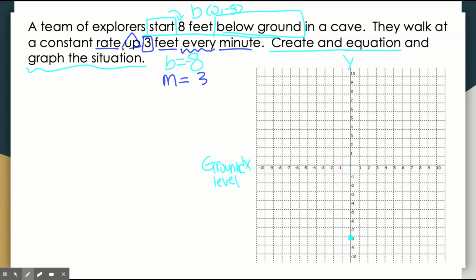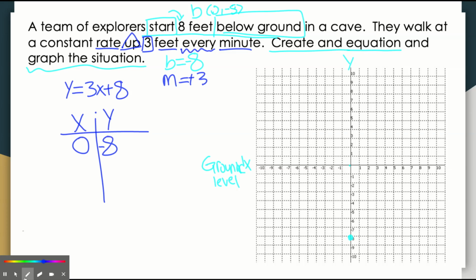That's where this up is going to come into play. What up tells me is that when I start here, I'm moving up, trying to get above ground. So it's going to be a positive 3 as my slope. So if I wanted to write that as an equation, y would equal 3x plus 8. Now that I have my equation, I can go ahead and make my table, x and y. I know the first one is 0 and negative 8. Oops, this is going to be a negative 8. I think I wrote positive accidentally.